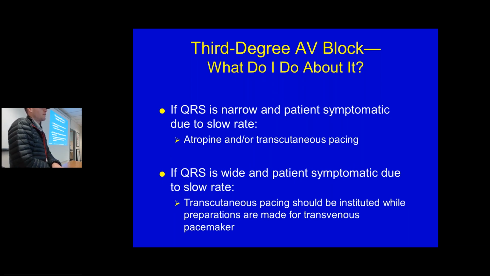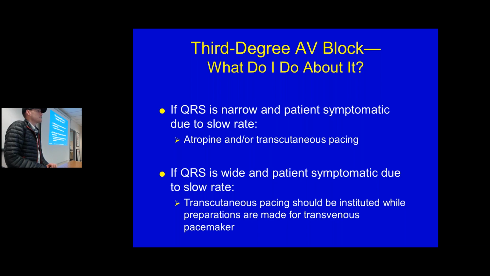But really, from your guys' perspective, if it's a second degree type 2 or a third degree, definitive treatment is pacemaker. So this is one of the reasons why location can be important. If the QRS is narrow in a third degree and the patient's symptomatic, you can give atropine. What does atropine do again? Blocks the parasympathetic so the sympathetic can take over. All right. If the QRS is wide and that block is lower in the conduction system, atropine's not going to help.